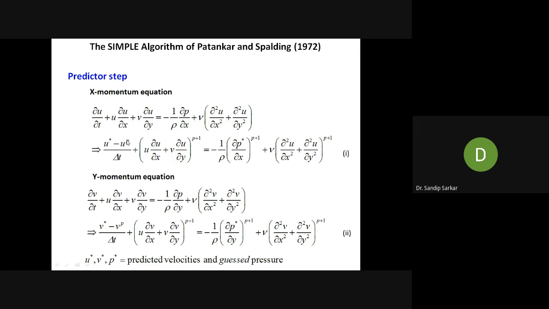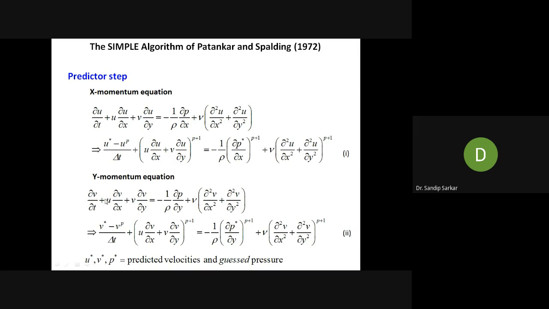So (u star minus u p) by delta t equals minus u del u and so on. I am not describing this part. I am writing in this form: p plus 1 level, present time step level, del p star by del x at p plus 1 level, and this also at p plus 1 level. So this is the predicted velocity u star. You are predicting this u velocity with the guess value of pressure, p star. You are solving this equation till convergence. So now you have obtained your u star value from this equation number 1.